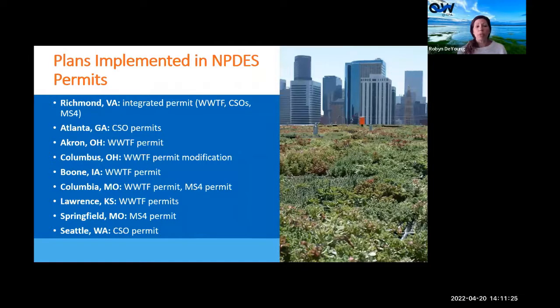Here are some examples of integrated plans that have been incorporated in NPDES permits. So you can see here that if you were interested in understanding how an integrated plan could eventually turn into certain terms and conditions, or at least the permit considers that integrated plan, then you can take a look at one of these municipalities, and all of that information is on our website. Next slide.